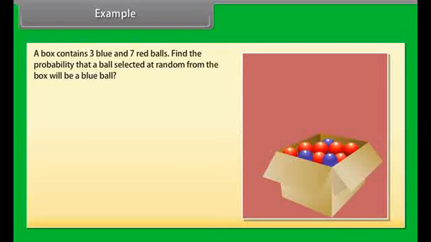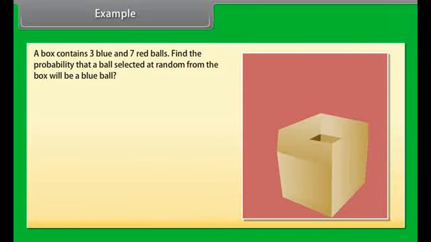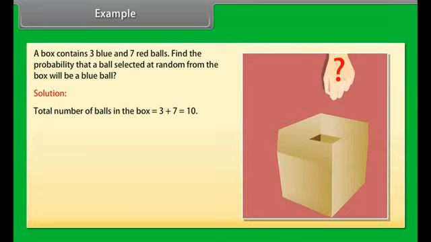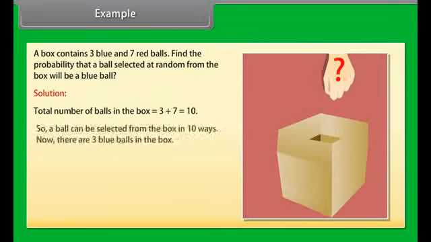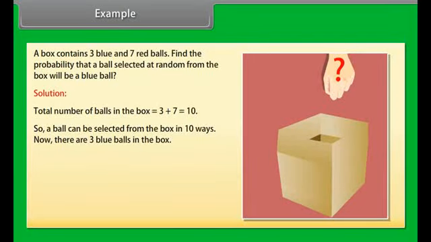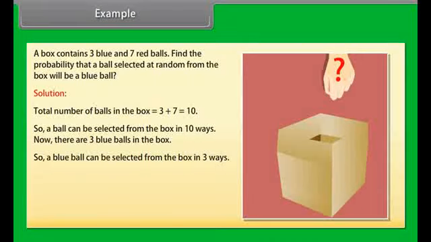A box contains 3 blue and 7 red balls. Find the probability that a ball selected at random from the box will be a blue ball. Solution. The total number of balls in the box is equal to 3 plus 7 equals 10. So, a ball can be selected from the box in 10 ways. Now, there are 3 blue balls in the box. So, a blue ball can be selected from the box in 3 ways. Hence, the required probability is equal to 3 by 10.